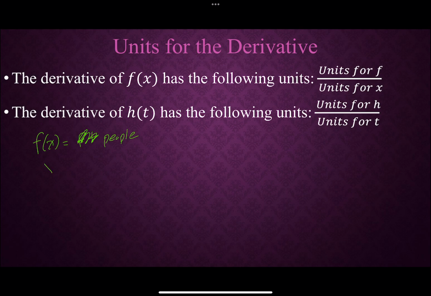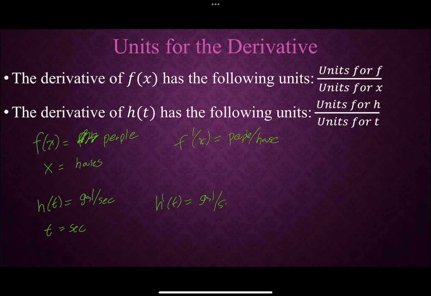And then x was in, let's say, houses. Then f prime of x would be people per house. If we had h of t described as, let's say, gallons per second, and then t is obviously in seconds, then h prime of t would be based on gallons per second squared.